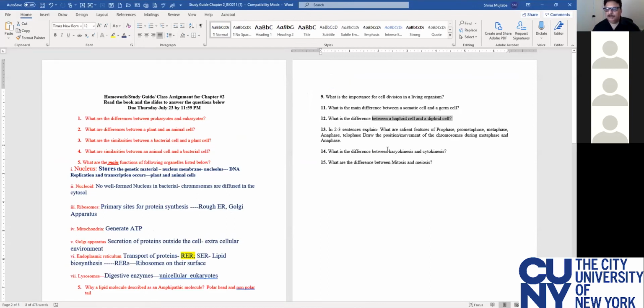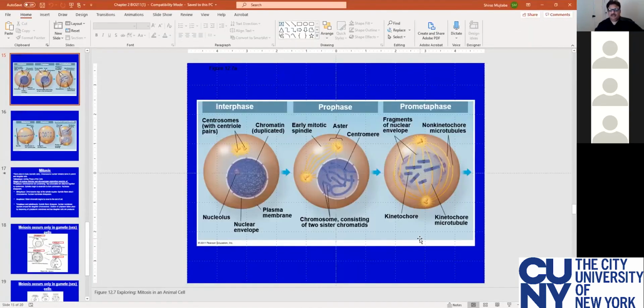Okay. Now, what are the salient features of, so let me go to the slides to show you the salient features. So these are the salient features of various phases of mitosis. Remember I told you six categories in which you can study mitosis: chromosomal structure, chromosomal movement, spindle fibers, presence or absence of nucleus, nucleolus.